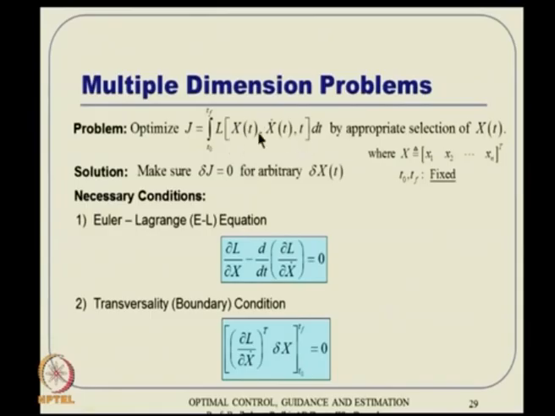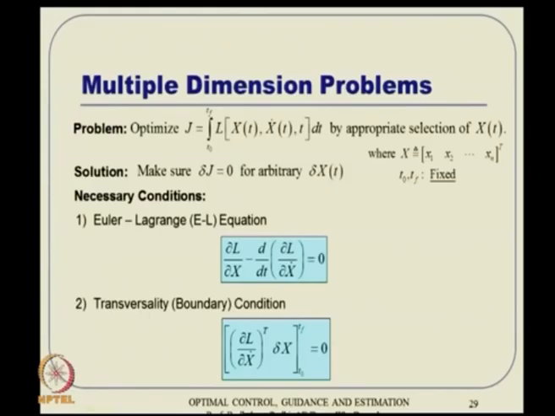where x of t is actually vector valued now, it has n components, and the idea was again to make sure that the first variation is 0 for arbitrary delta x, and then it turns out that the necessary condition is del L by del x minus d by dt of del L by del x dot equals 0, but remember these are now vector equations. Component by component you can write n equations.